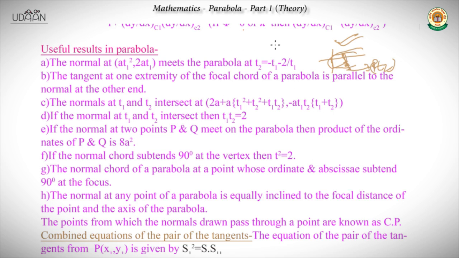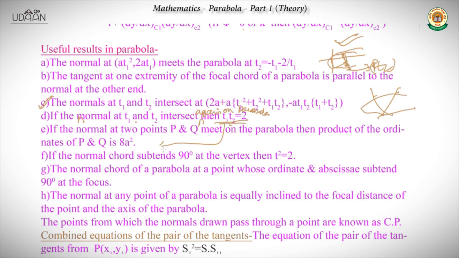Next, the normals at t1 and t2 intersect at (2a plus a into (t1 square plus t2 square plus t1 t2), minus a into t1 t2 into (t1 plus t2)). This is important, you need to remember. If the normals at t1 and t2 intersect again on the parabola, then the condition is t1 t2 equals 2. Normally, any two normals will intersect at a point. But if they intersect on the parabola, this condition is applicable.